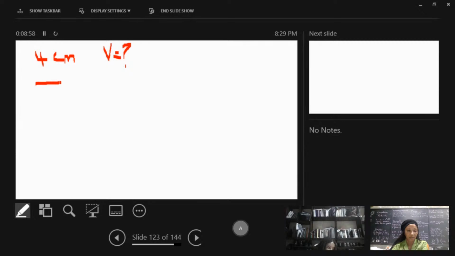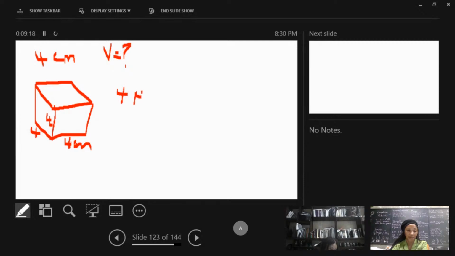So the volume would be 4 multiplied by 4 multiplied by 4. That would be 64. Okay, so it's a cube and one side is 4. So if one side is 4, it means this side is 4 and that side is also 4. So 4 times 4 times 4, and that gives 64 centimeters cubed.